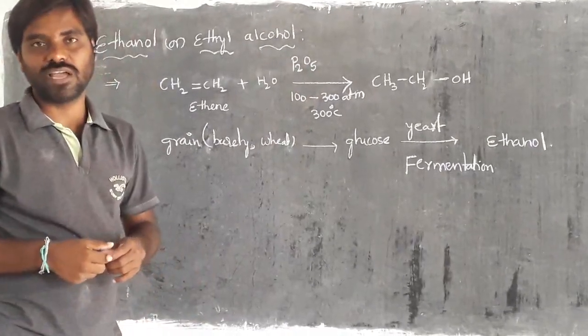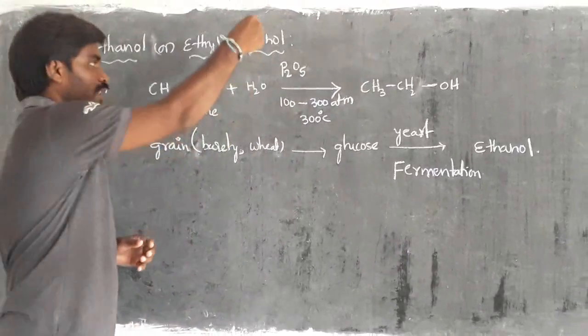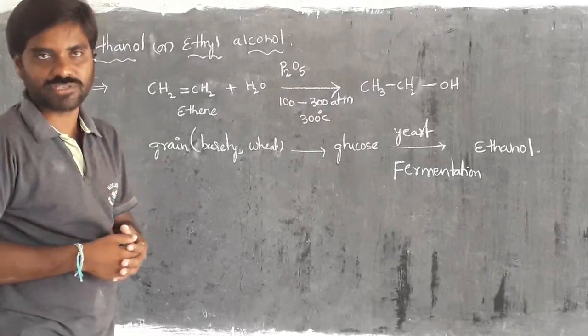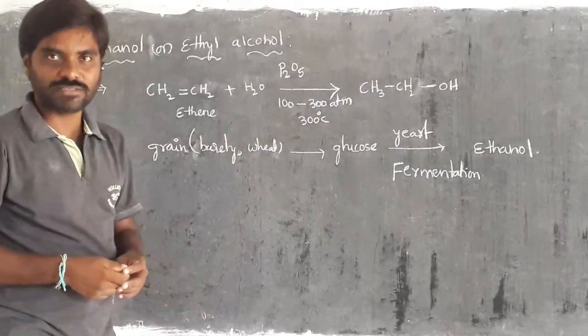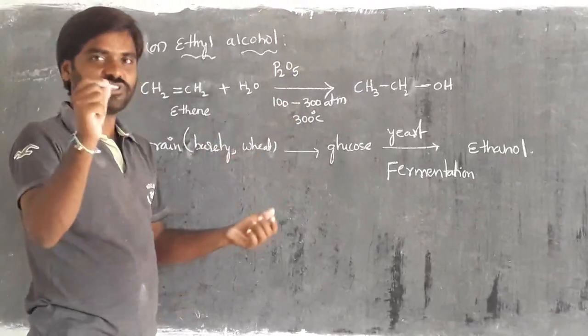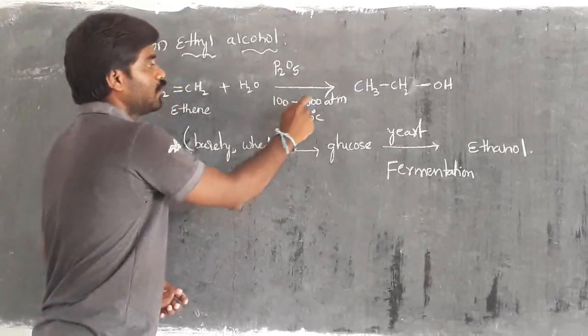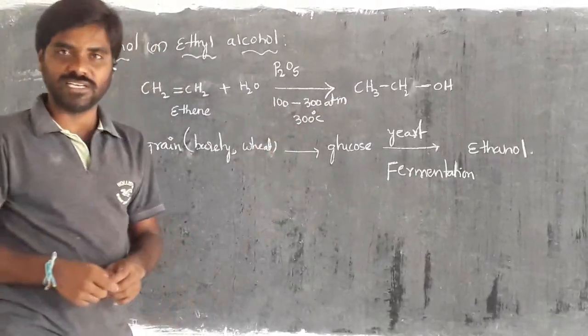We already discussed catalyst. A catalyst is a compound which does not participate in the chemical reaction, but it can change the rate of reaction. So here P2O5, phosphorus pentoxide, is the catalyst. We maintain a particular pressure and temperature. The pressure value is 100 to 300 atmospheres and the temperature is almost 300 degrees Celsius.